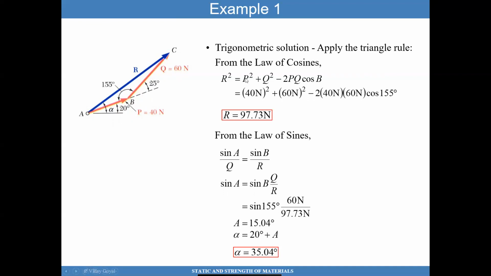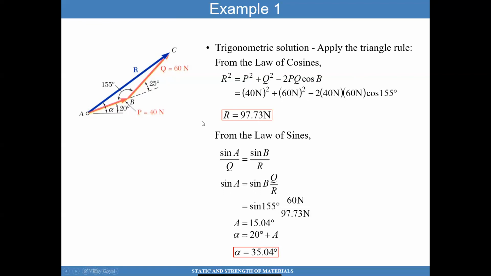And so now we can use trigonometry. I know the magnitude of P is 40. I was given that the magnitude of Q is 60. I know the angle between vector AB and BC using trigonometry, because this is 25, this has to be 155 because it has to add up to 180. So using that information, I get the resultant, 97.73.